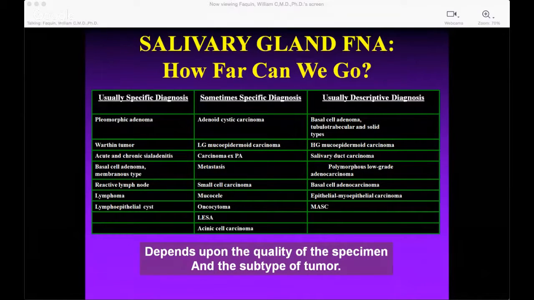And oftentimes what I'll do when I get a salivary gland FNA is that the initial look at the FNA under low and intermediate magnifications will tell me a lot. There's some lesions where usually I can make a very specific diagnosis. For example, pleomorphic adenoma, Warthin tumor, a reactive lymph node. Oftentimes we can make a very specific diagnosis of these on FNA.